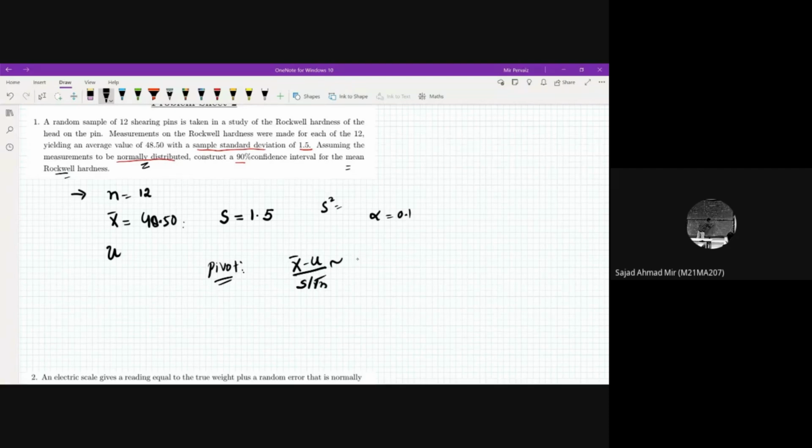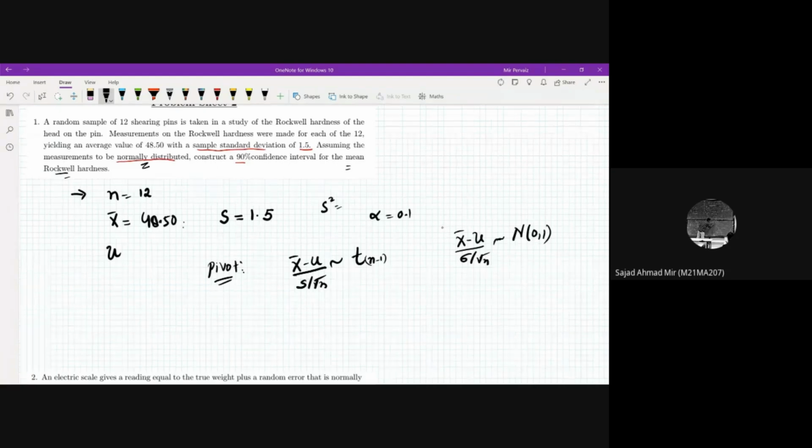So what distribution will this be following? This is the pivot we will be using. This will be following the T distribution, and how many degrees of freedom? N minus 1. Correct. So this is how you identify which pivot to use. There are other pivots. If the standard deviation sigma was given, then you would have used x bar minus mu divided by sigma by root n. And which distribution will this pivot follow? It's standard normal.